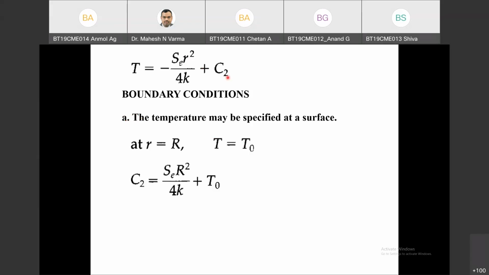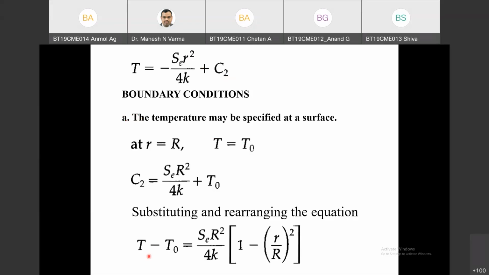Now substituting this value in the above equation, what temperature profile will I get? T minus T0 equals S_e R square divided by 4k times 1 minus (r by R) square. You can see this is exactly similar to the velocity profile for flow through a tube. This is the temperature profile. Once I have the temperature profile, I can get the maximum temperature.